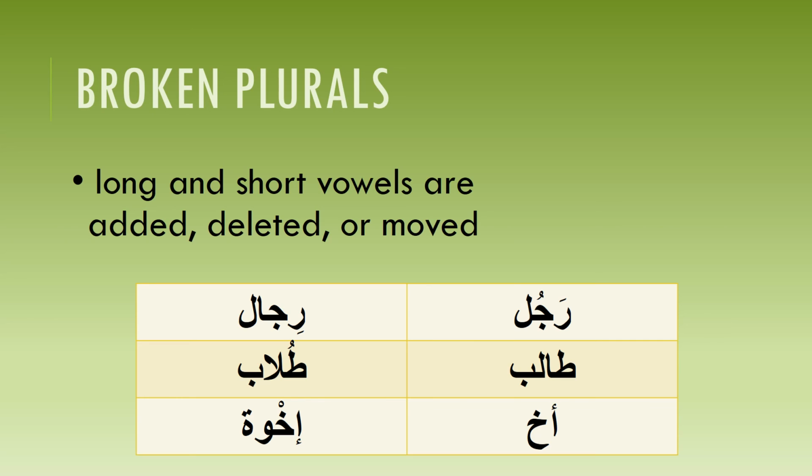"Talib" becomes "tullab." Again, change in the short vowel, and the lam and the aleph switch spots. You also have "akh," which becomes "ikhwa" if you're talking about brothers. Remember the plural for sisters? "Akhawat." Same idea, a little bit broken because you're adding the waw in the third position, but you still have the "at" ending in the feminine. So "ikhwa," brothers, "akhawat," sisters.